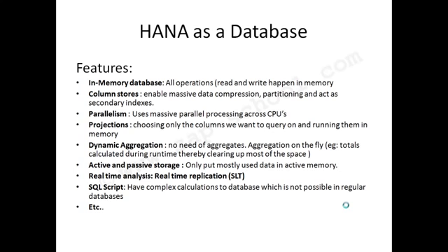So the next is active and passive storage. What it really means is you only use the data which is active, like the current year's data, which can be in active mode, and the rest can be stored in what is also called cold storage. So you don't have to have all the data in memory. You only need to have the data which is used mostly, like the current year or current fiscal year. Only that data can be put in memory and used for computations.